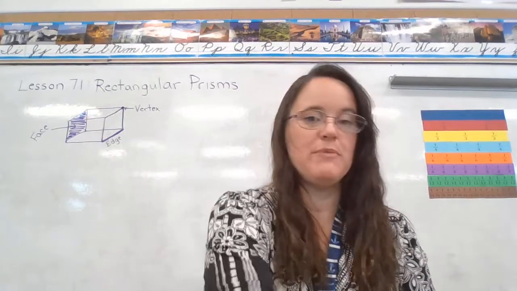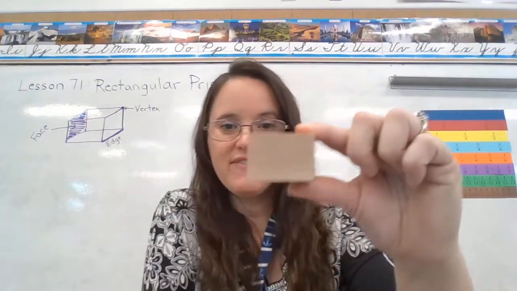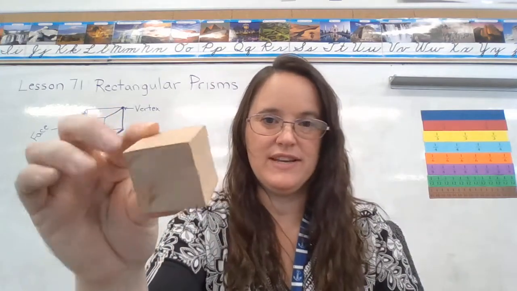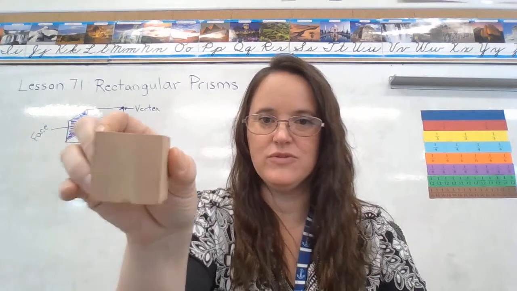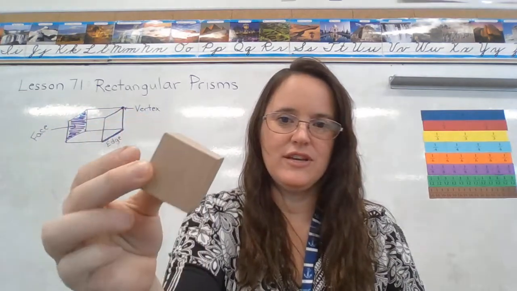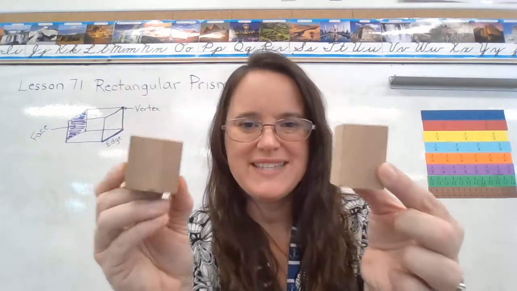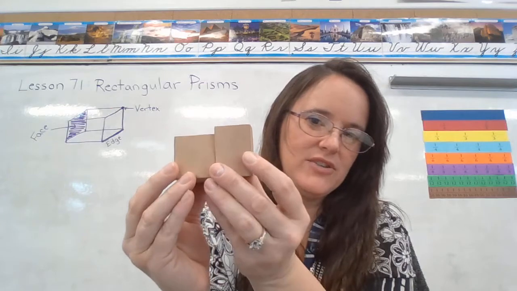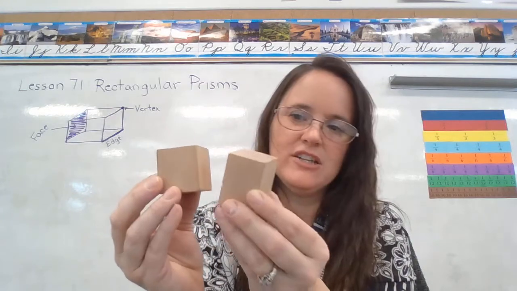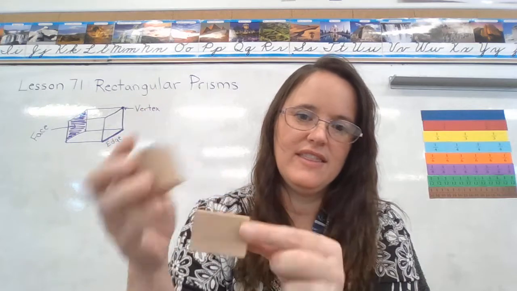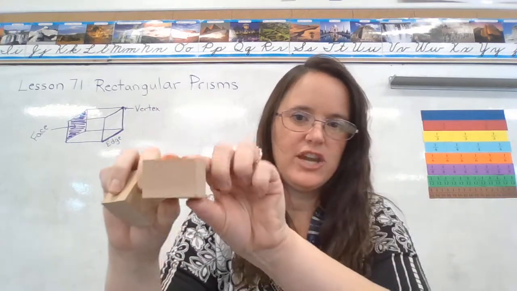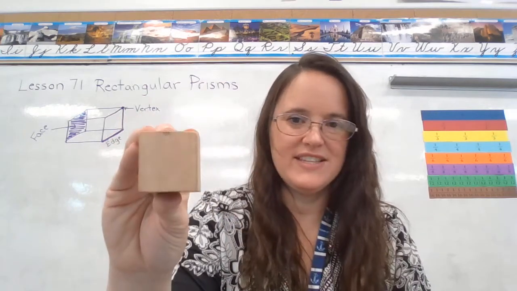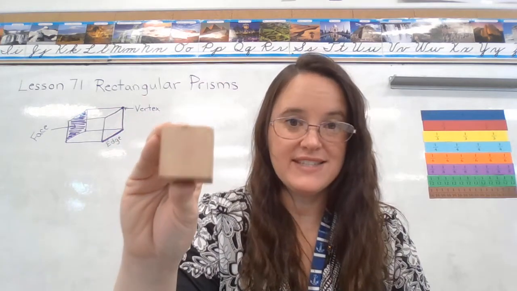All right, the next example wants us to compare. So I have this rectangular prism that I've been showing you, and then I have this one, and I'll try to hold it again at different angles so that you guys can get a good picture. So what is different if I hold them side by side like that? What's different about these two? This one's a little bit taller. If we look at this shape, what do we call this shape? That's a rectangle. What do we call this shape? That's a square.